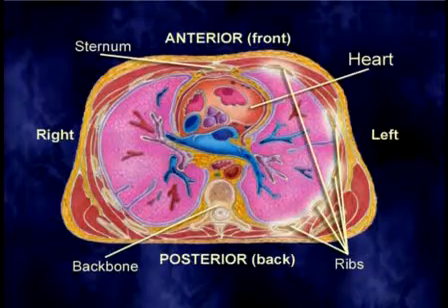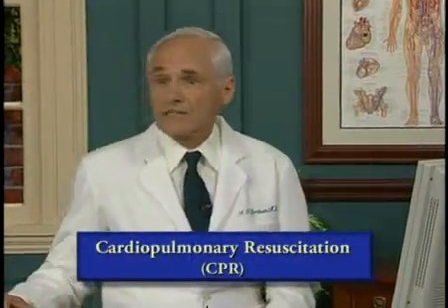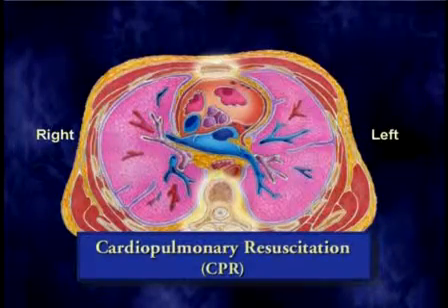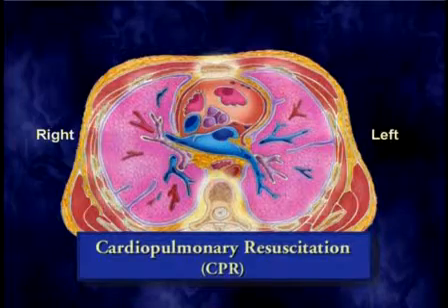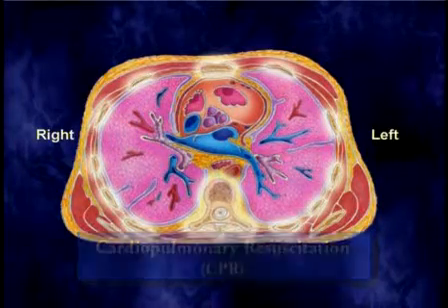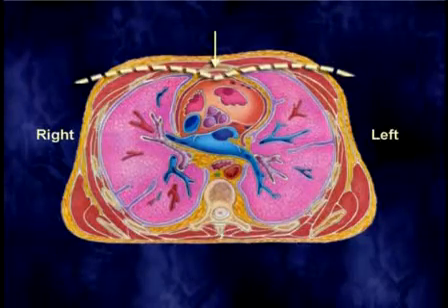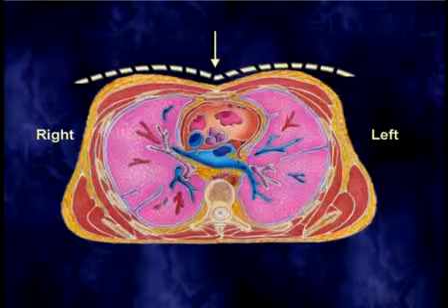And this brings us to our first clinical application, cardiopulmonary resuscitation. The heart is positioned right in the middle of two very hard structures with flexible structures on either side. This allows compression of the chest and the sternum against the backbone with the heart in the middle.